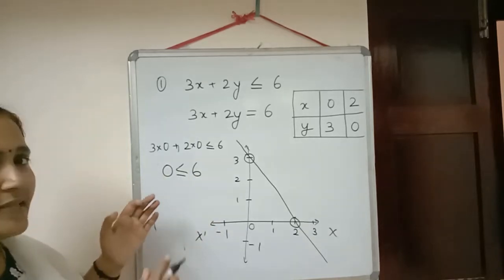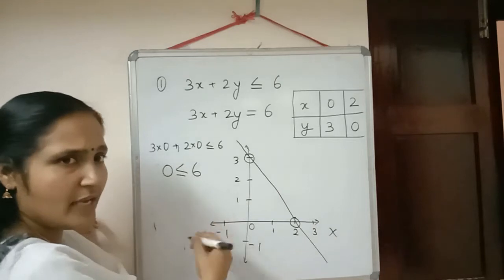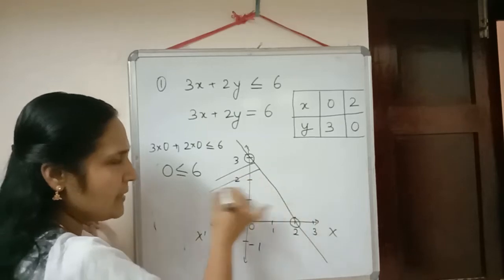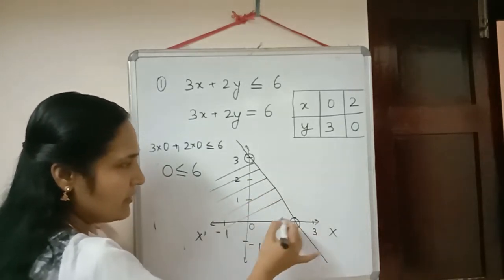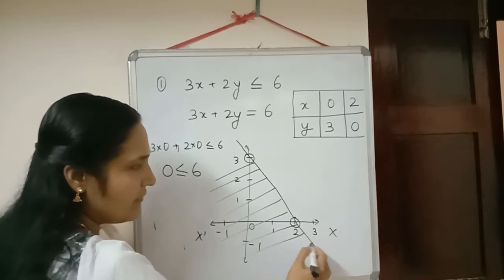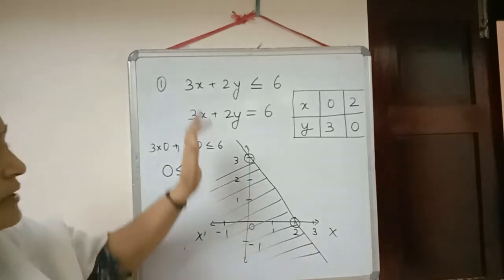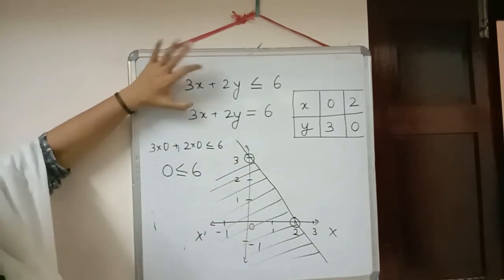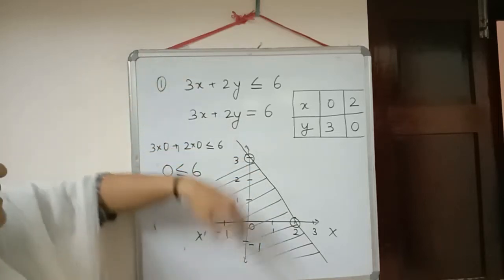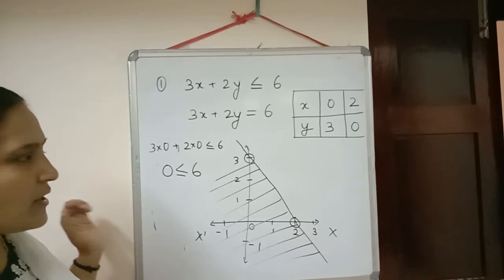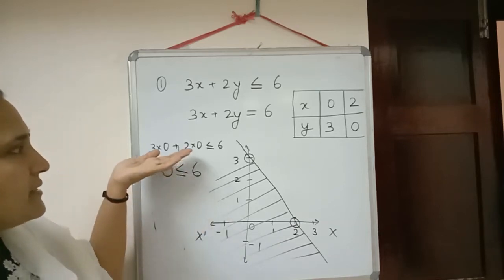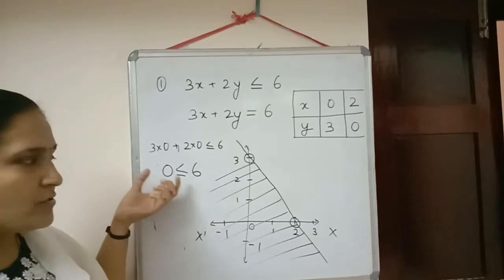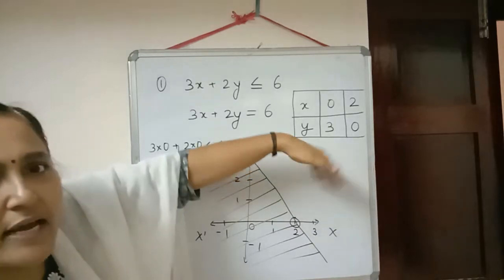So if it is correct, then the solution region will be on the side of the origin. So here we have the origin. Solution region means all the points on this side where we have the origin will be the solution for the given inequation. So not only one point, all the points in this region will satisfy the given inequation. So this is the solution region for the given inequation. So I hope it is clear. If suppose here you are getting 0 greater than or equal to 6, then it will be wrong. So the solution region will be on the opposite side of the origin.